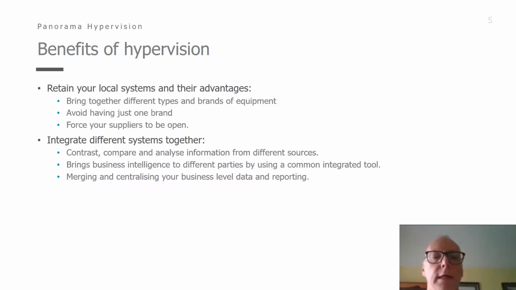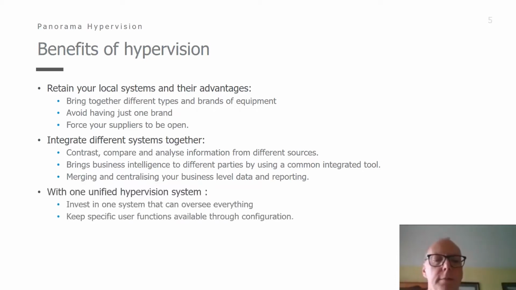So Panorama as a Hypervision system integrates many different systems together, whether it's directly the equipment or whether it's from subsystems. And in Panorama, you can contrast, compare and analyze the information from all these different sources. This basically brings a centralized, common, integrated tool for your business intelligence that you can deliver to all parties of your business, from your operational right through to your management and senior management.